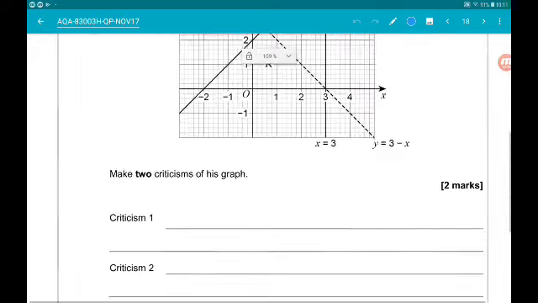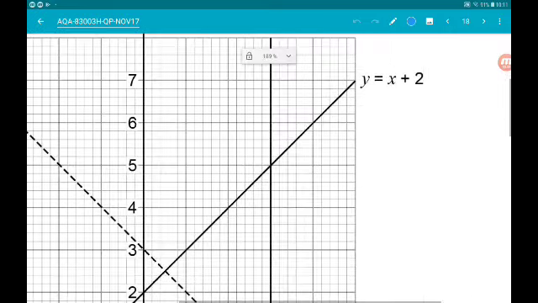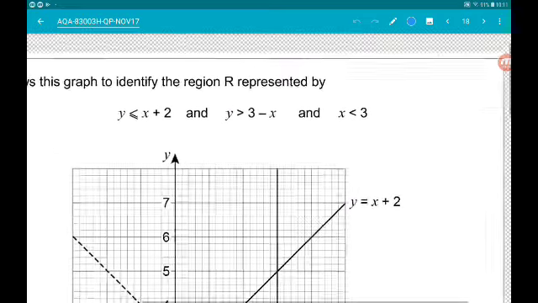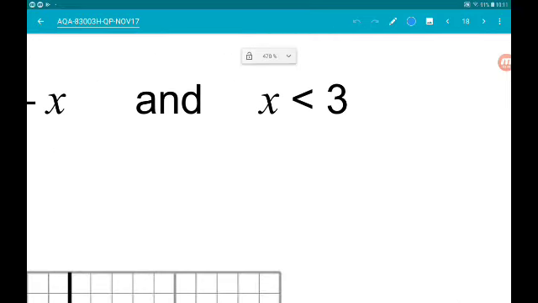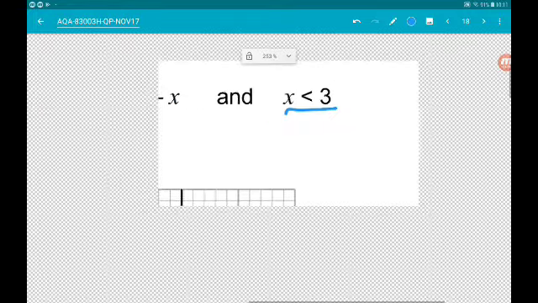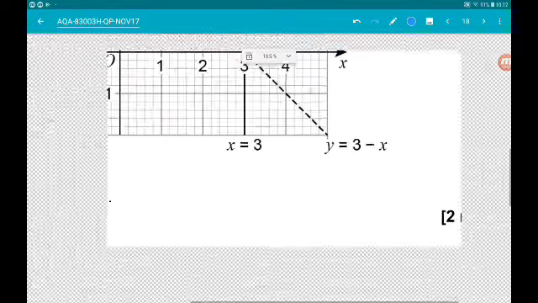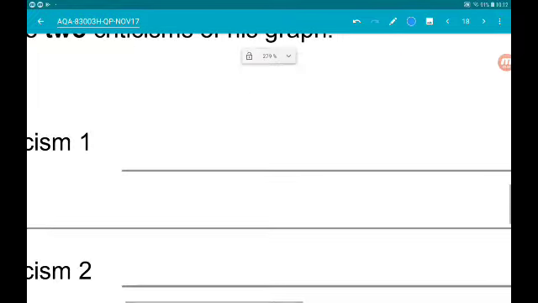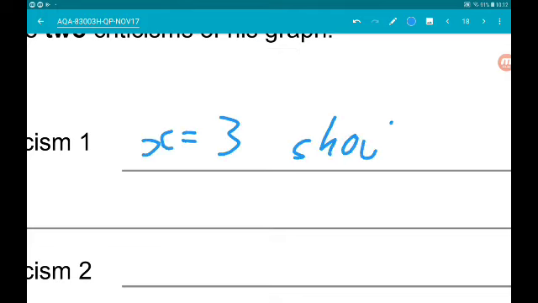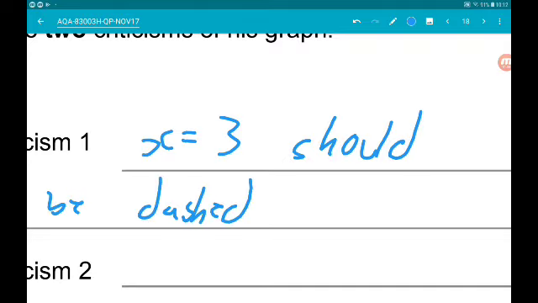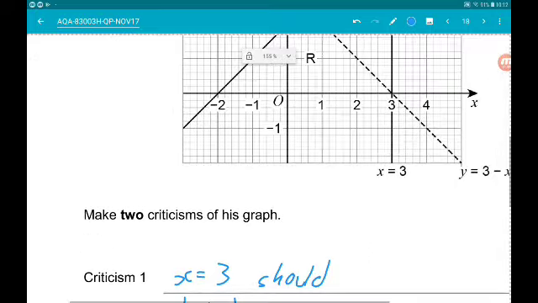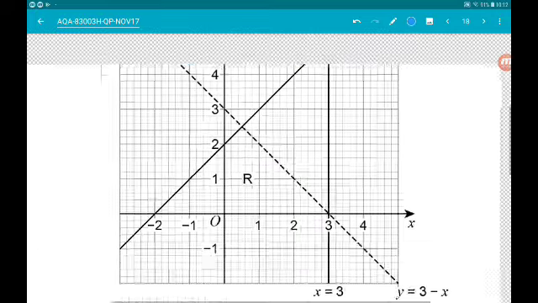Okay, so the first one I've spotted is that for strict inequalities, you use dashed lines. So the line x equals 3 should be dashed. Okay, now I think his region is in the wrong place as well.